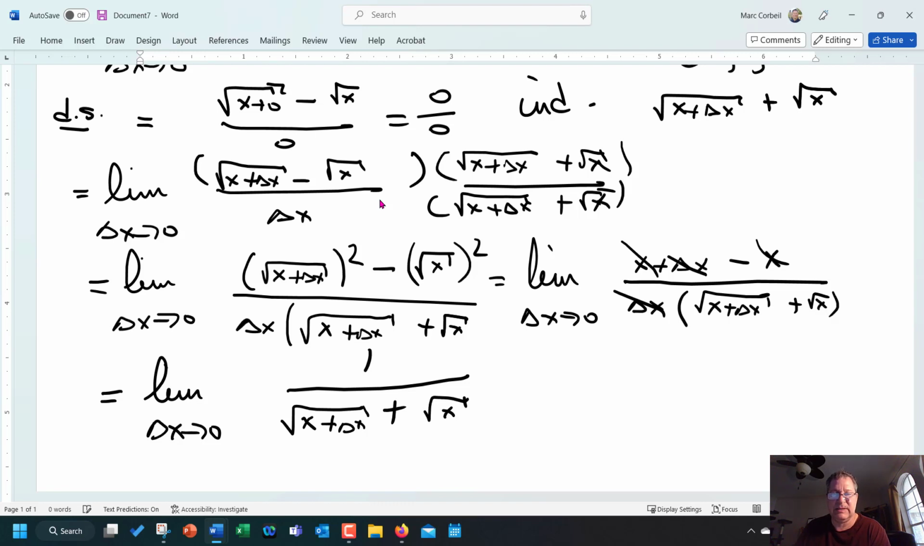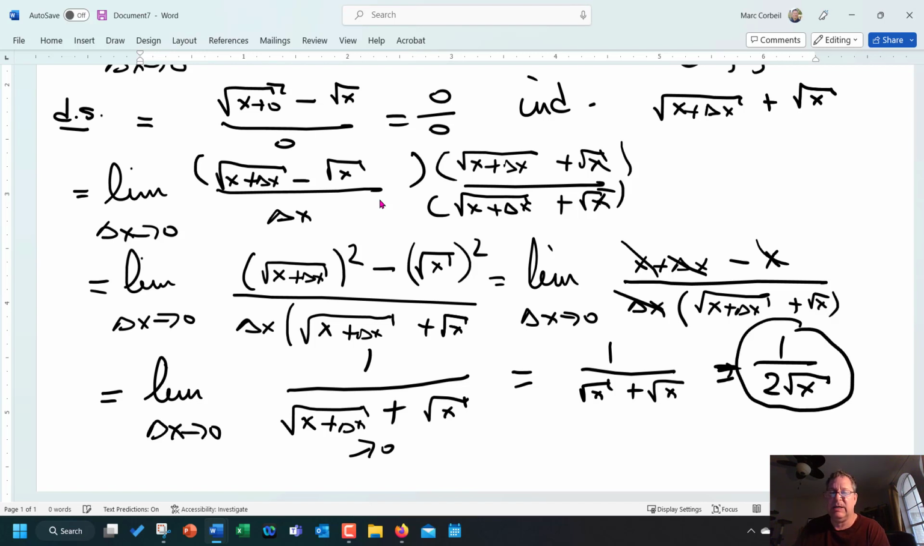x. And in this case, that's nice, because if I take the limit now, I let delta x go to 0, I will have 1 over square root of x plus the square root of x, or 1 over 2 root x. So that ultimately is my derivative. I'll call it f prime of x.